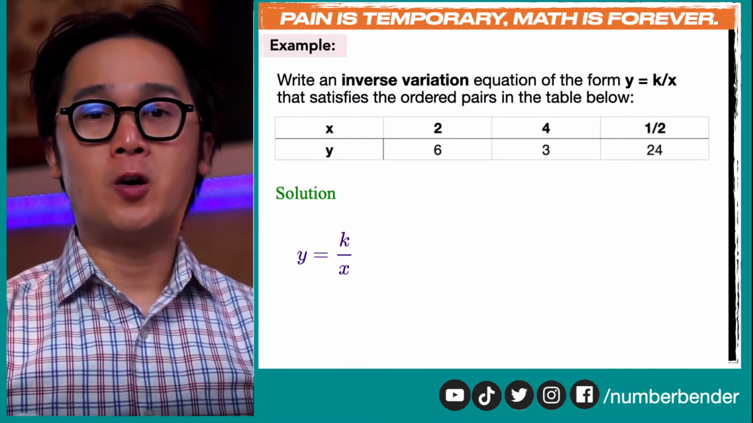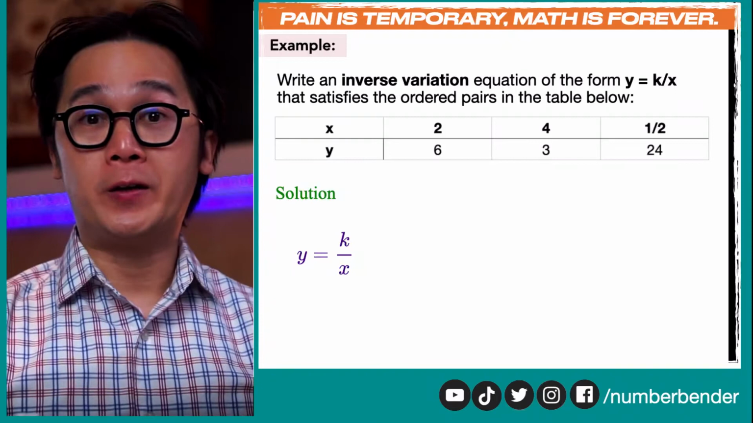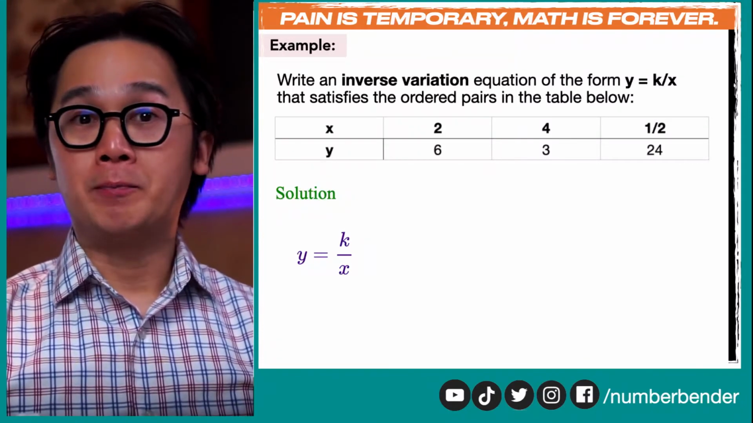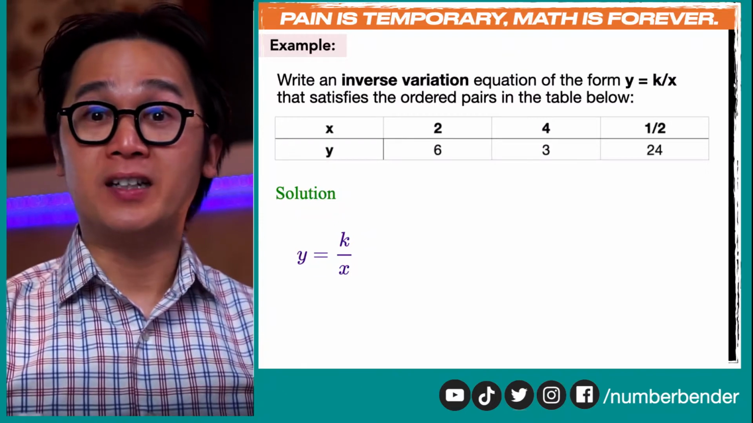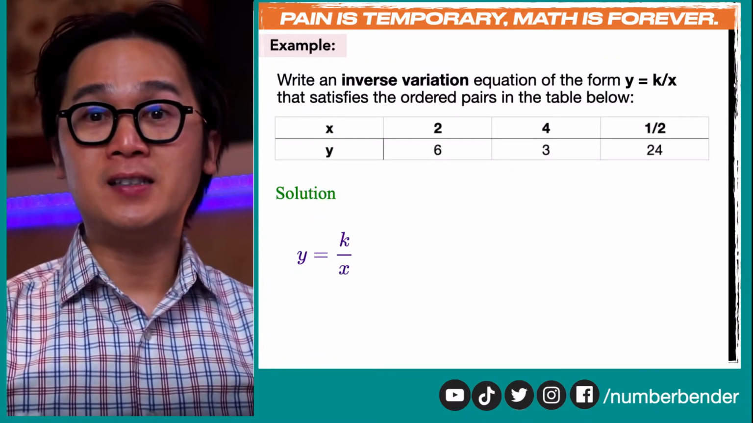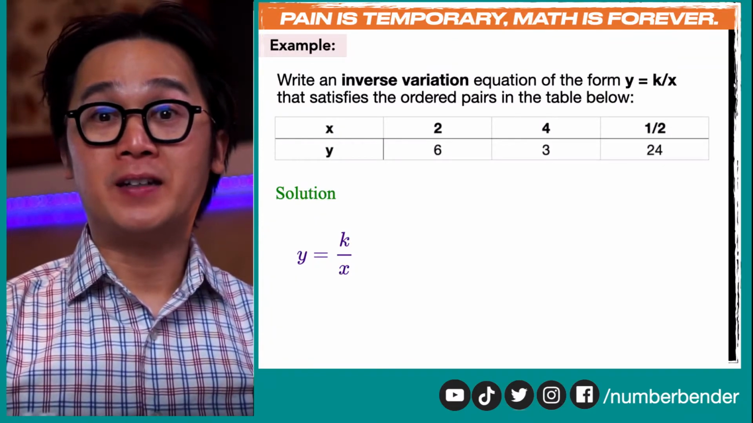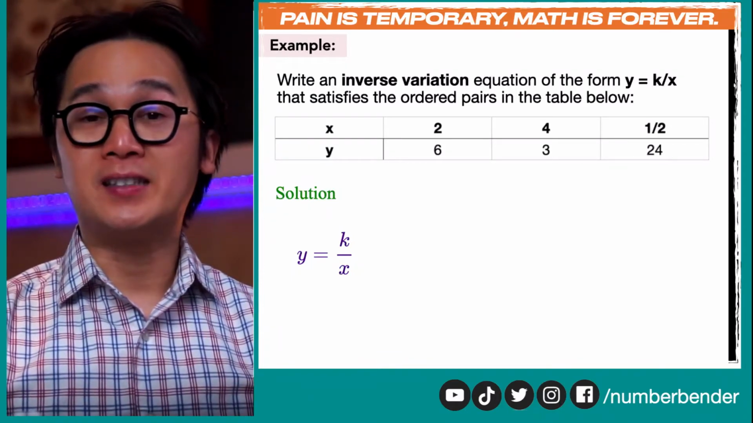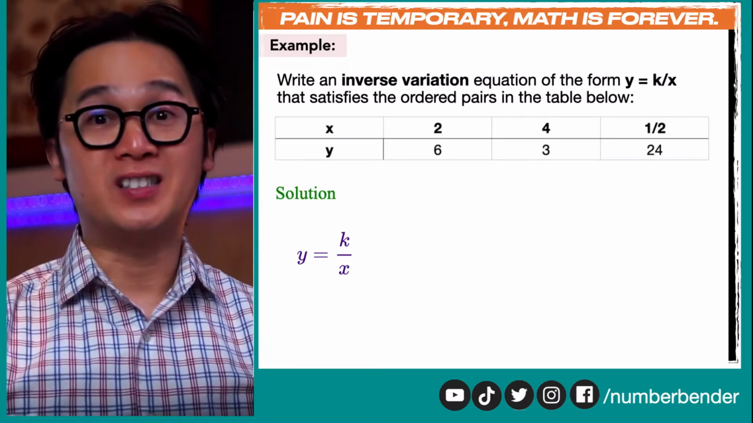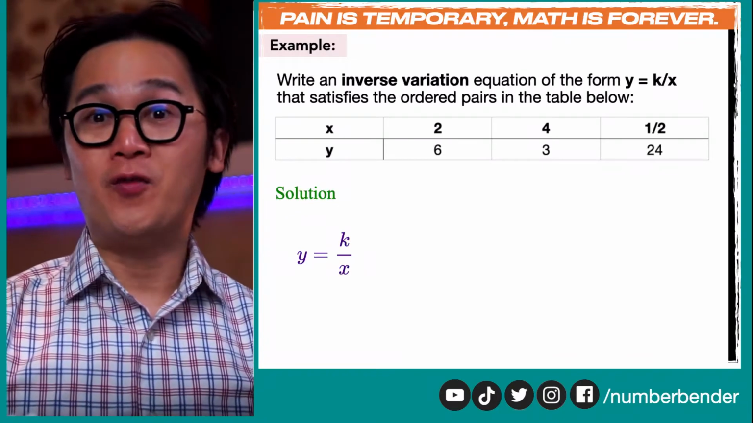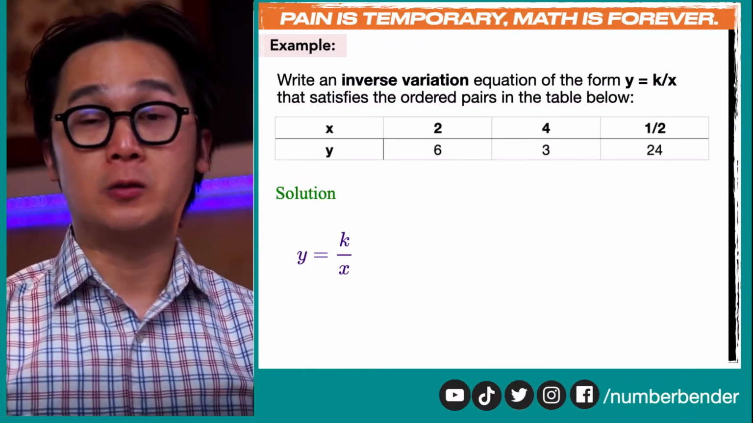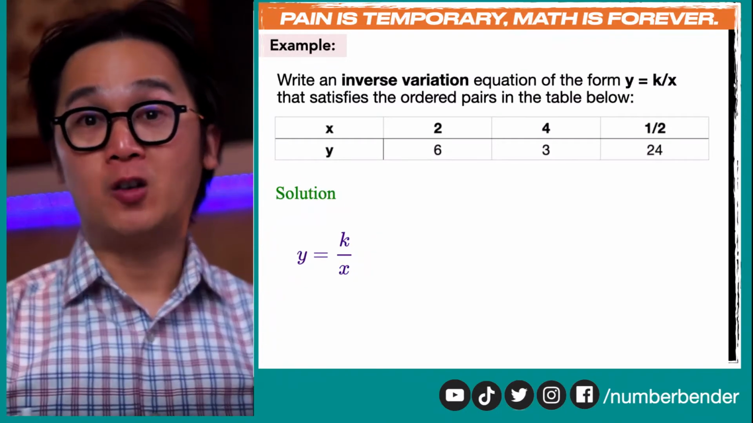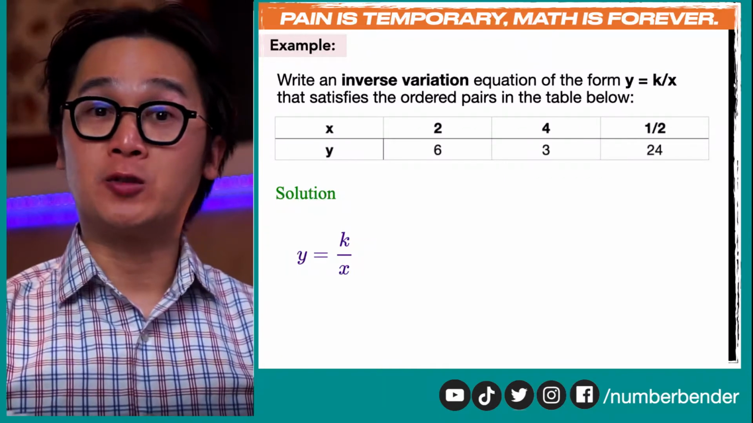And it's also true because by just looking at our table of values, just like what I've mentioned, if input is increasing, output is decreasing. In this case, the input is increasing, therefore the output is decreasing. So if I have x equal to 2, notice that my output is 6. But if my input is 4, my output is equal to 3. And if my input is 1/2, my output is even bigger, which is 24.